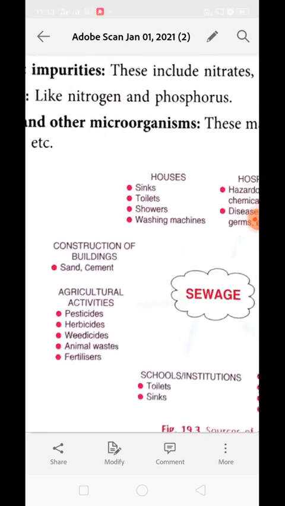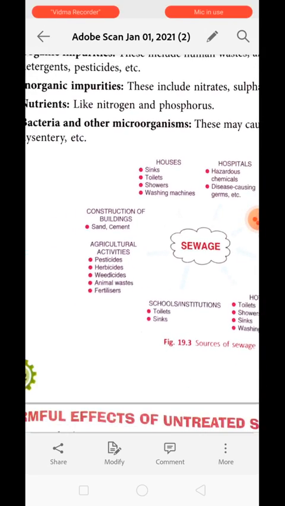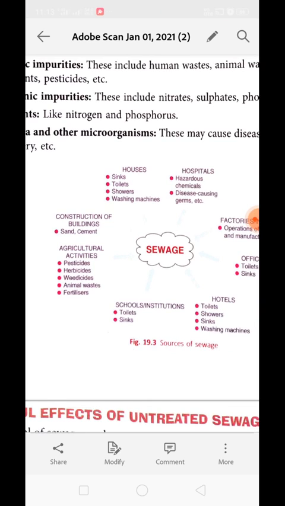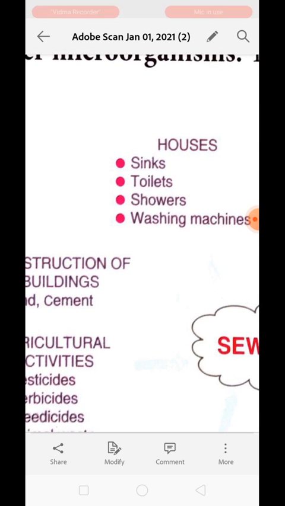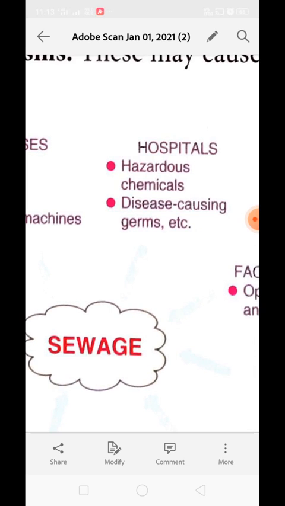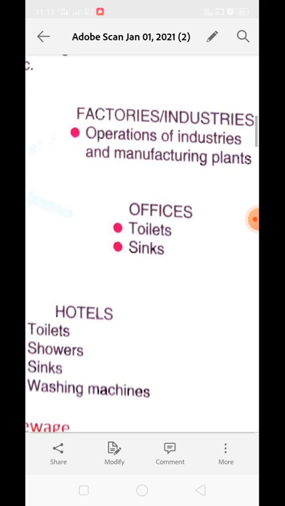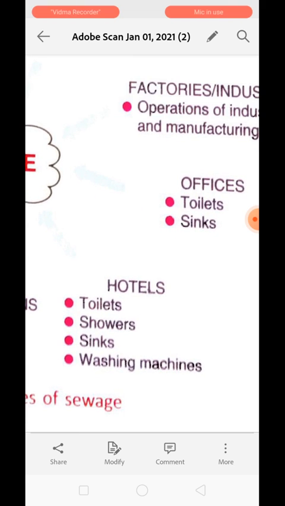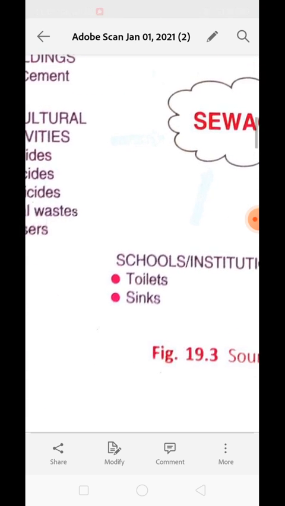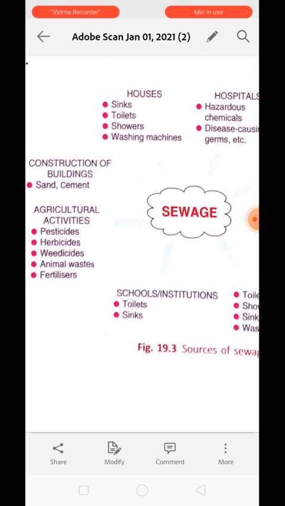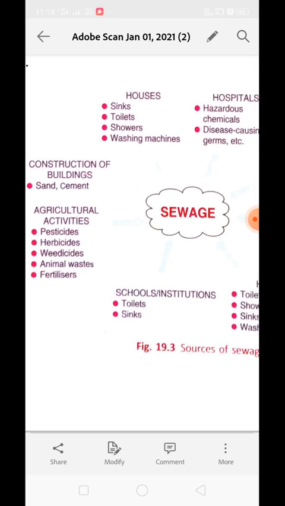You can see over here a picture of the sources of sewage, where the sewage is coming from. In a house it comes from the sink, toilet, shower and washing machine. In a hospital it comes from hazardous chemical substances and disease-causing germs. In a factory it comes from the operations of industries and manufacturing plants. Offices, hotels, toilets, showers, sinks and washing machines also contribute. In this way the school is also over here, contributing to the formation of sewage.